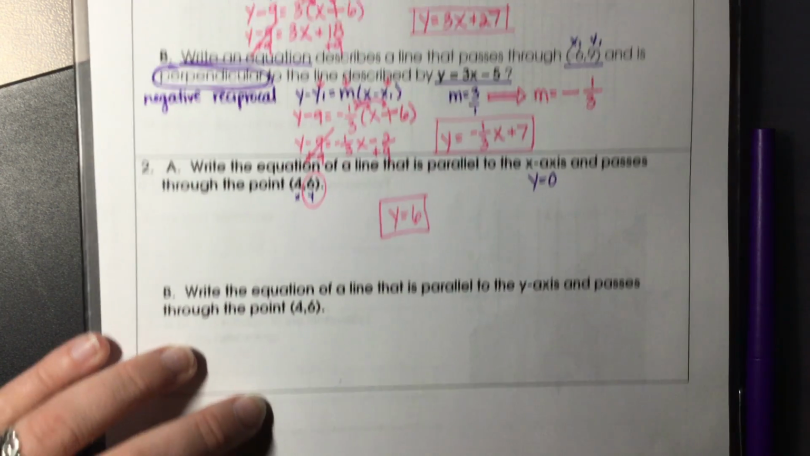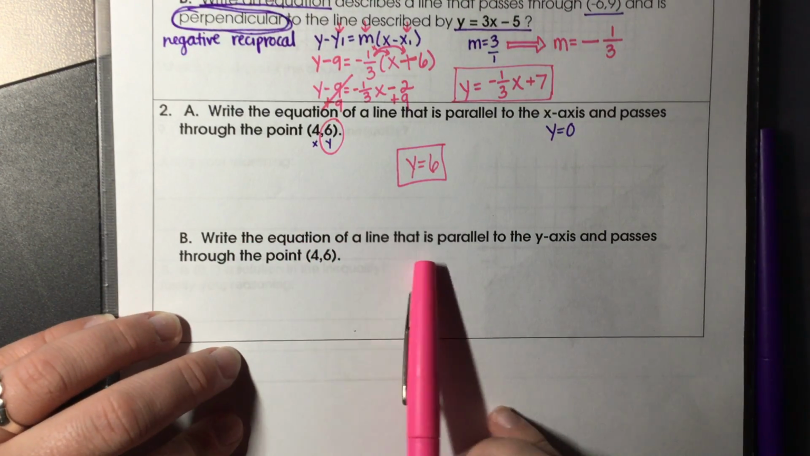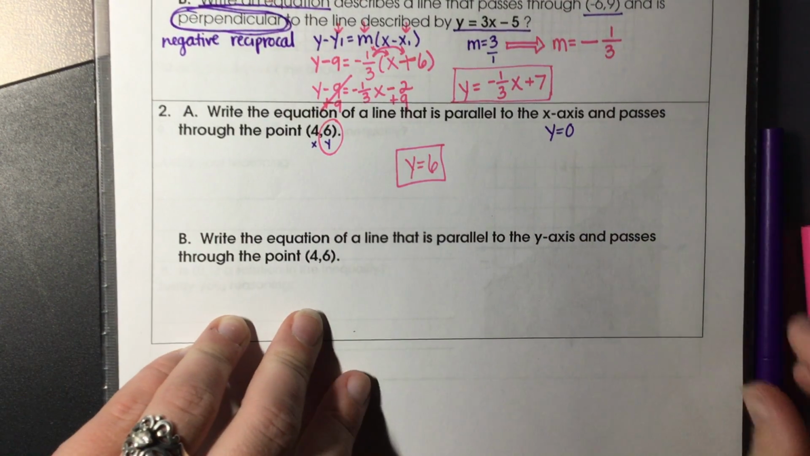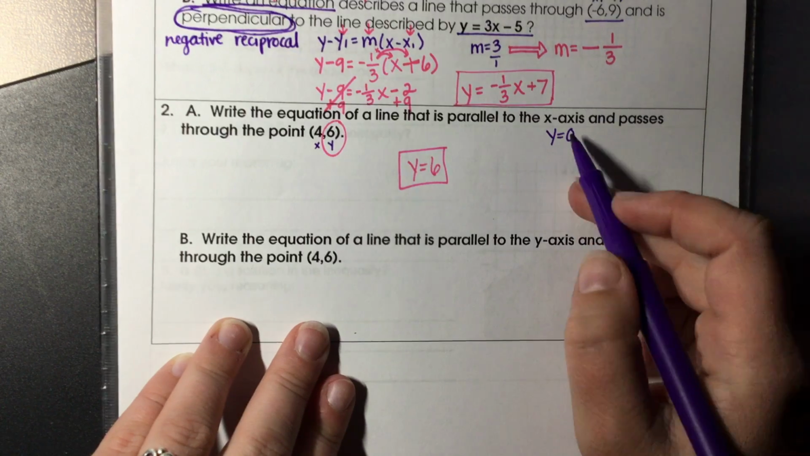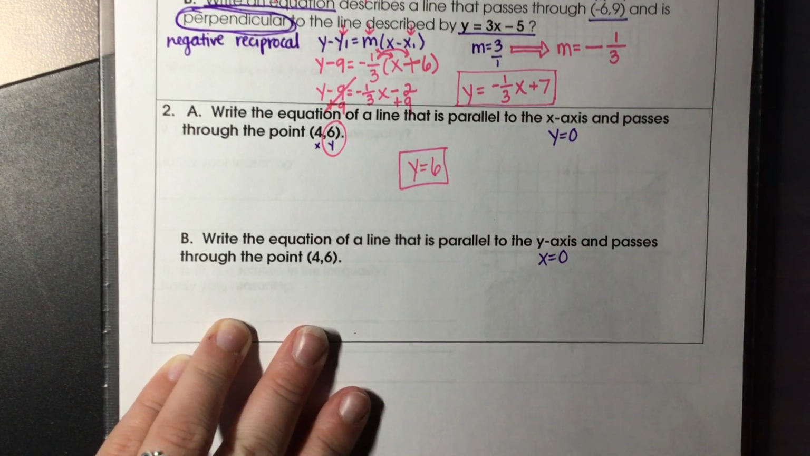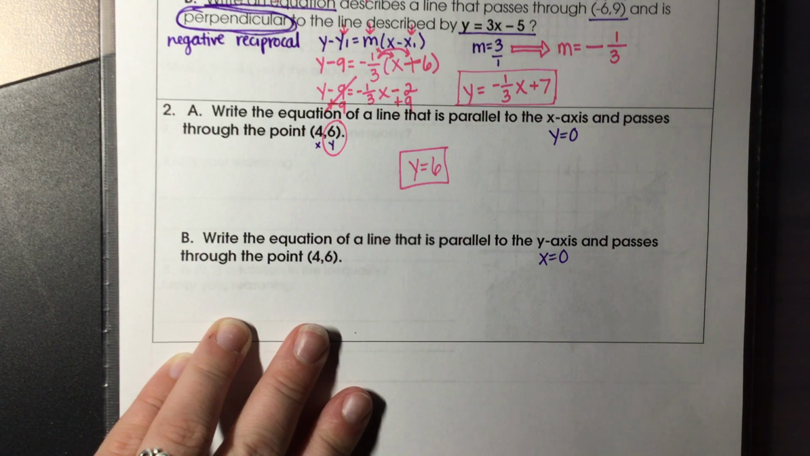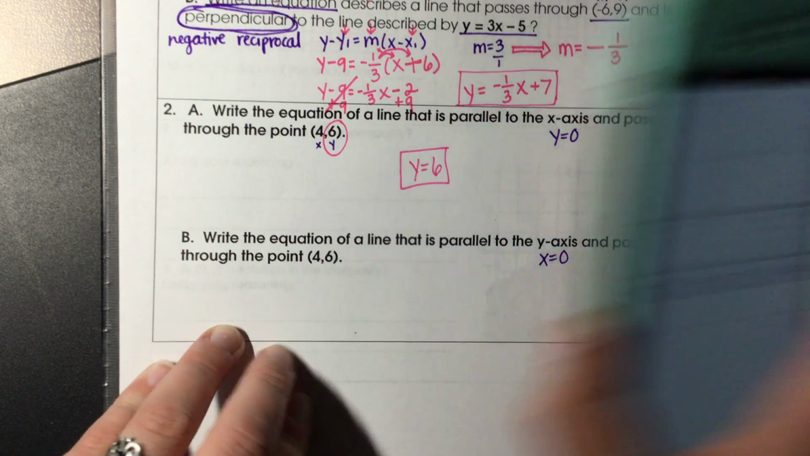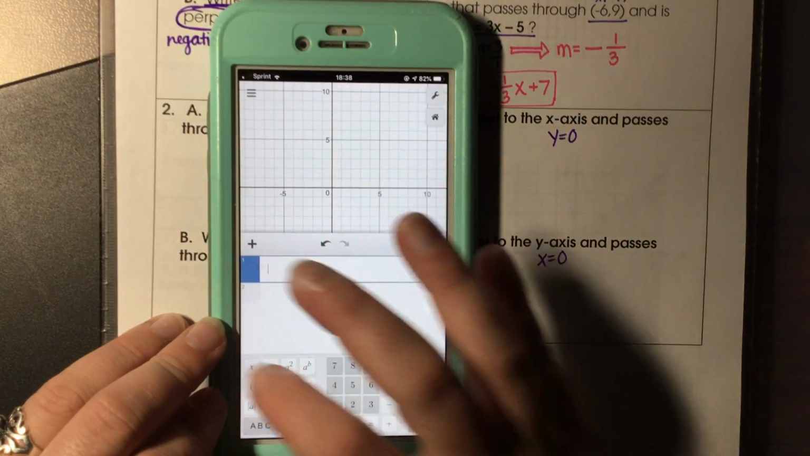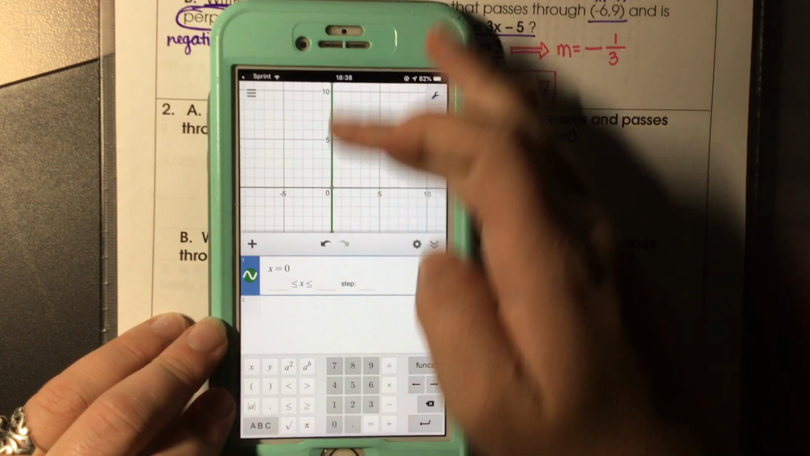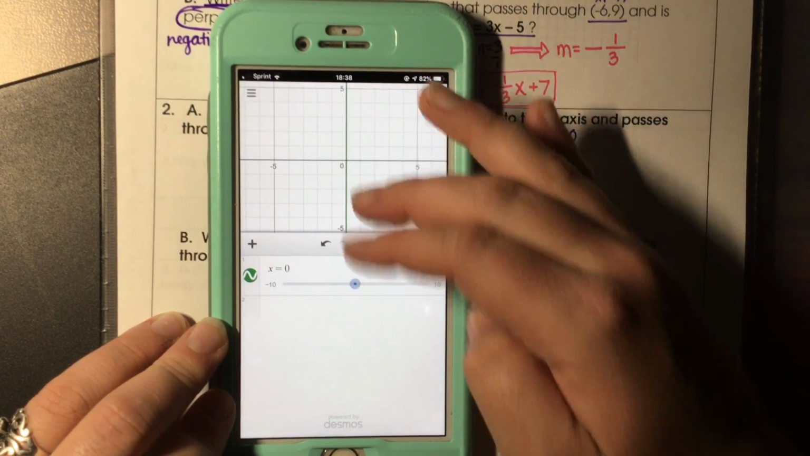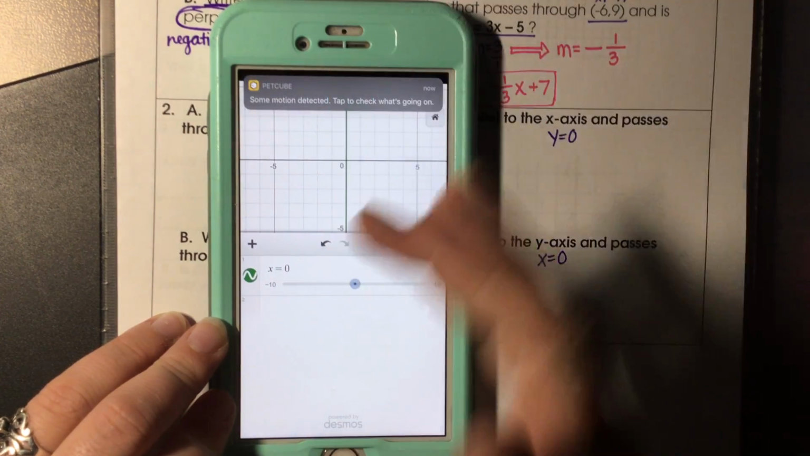All right, now let's go and look at the next one. It says, write the equation of a line that is parallel to the y-axis now. So now I'm going to talk about the opposite, which is x equals 0. I'm going to go back into Desmos and check this equation here. So I have x equals 0. That is my y-axis there. I can see that is my y right there.